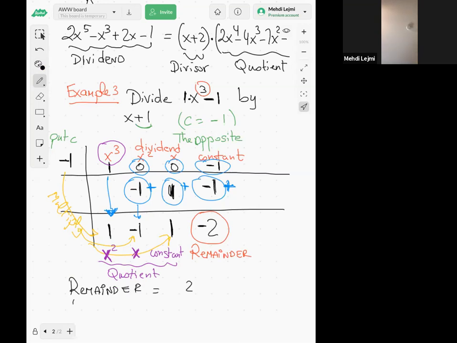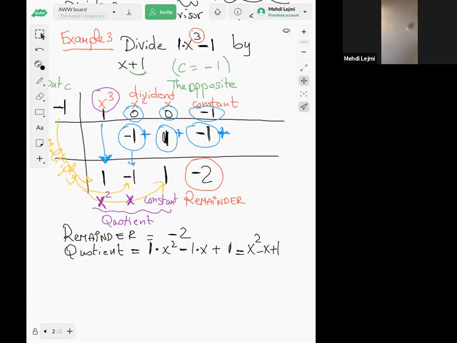And the quotient, of course, so how many x squares? We have 1x squared. How many x's? -1x. And what about the constant? Well, we have +1. So the quotient is actually x squared minus x plus 1.